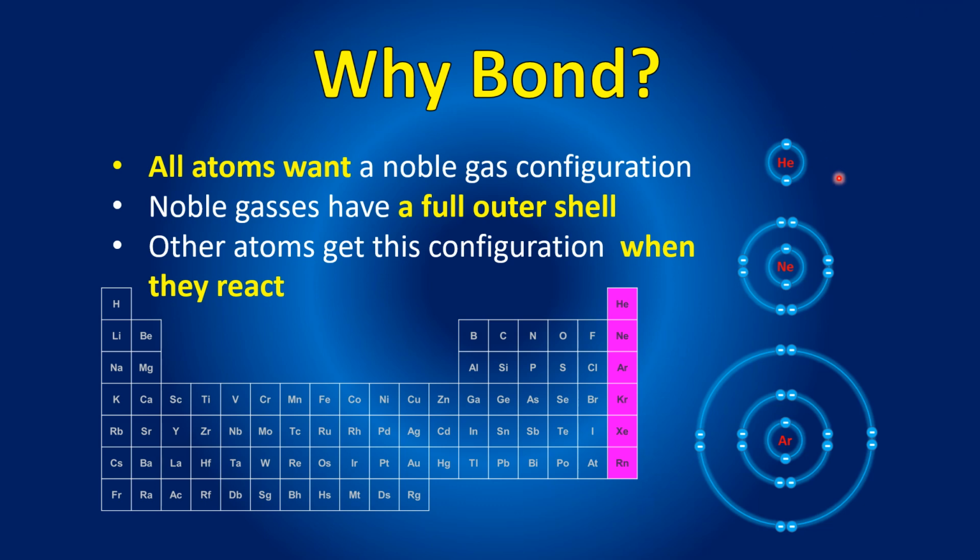So you can see helium with only one shell or one energy level only needs just the 2 electrons in that first shell because it's in period 1. In period 2, neon has got 2 shells, so therefore it needs 8 in the second. So using the 2,8,8 rule and the idea that the number of shells is related to the period number and the number of outer electrons is related to the group number, we can move through.